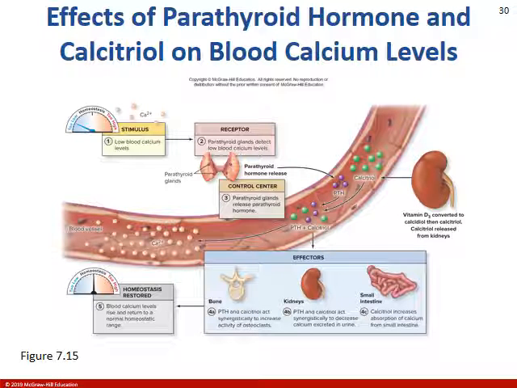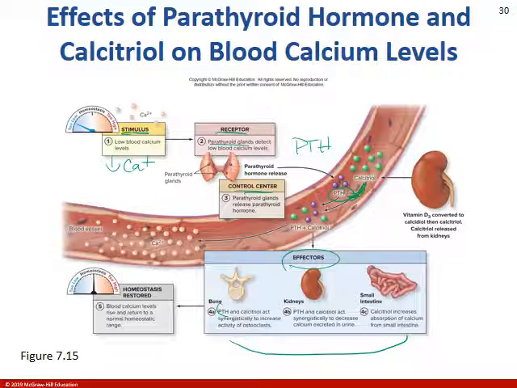This image has a lot of stuff going on, but one of the things you should recognize right away: stimulus, receptor, control center, effector. So the stimulus is you have low calcium levels in your blood, and we know from the previous slide why that's not good. The parathyroid gland detects that the calcium is low, and it releases parathyroid hormone. Parathyroid hormone works in conjunction with this calcitriol that's released from the kidneys to cause these effects to happen.